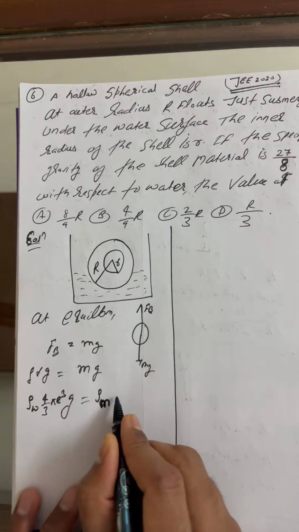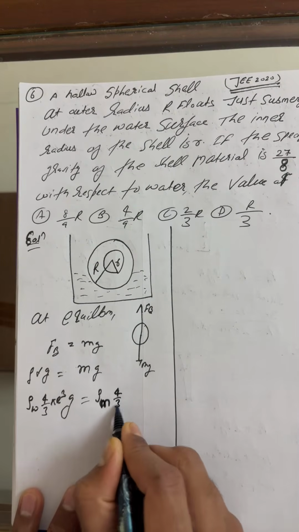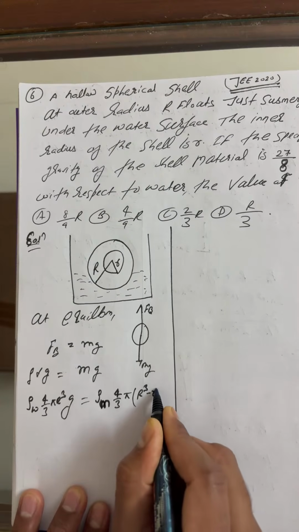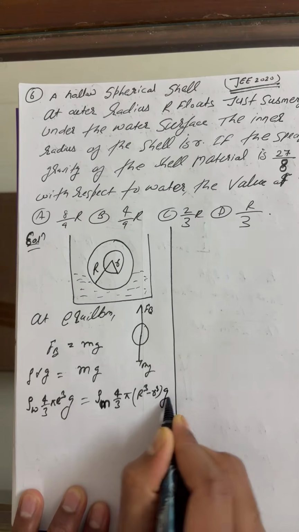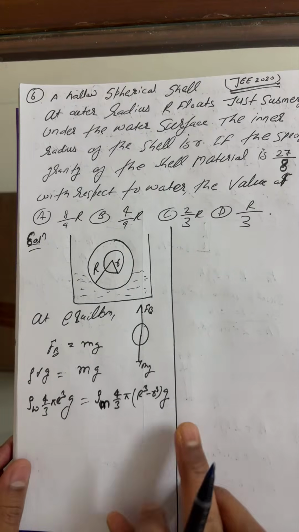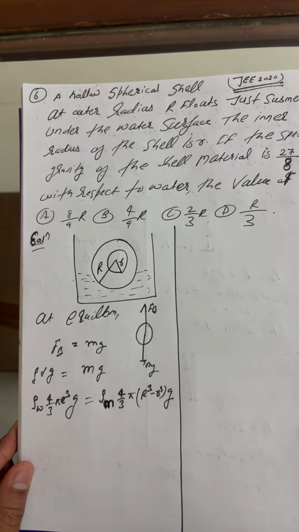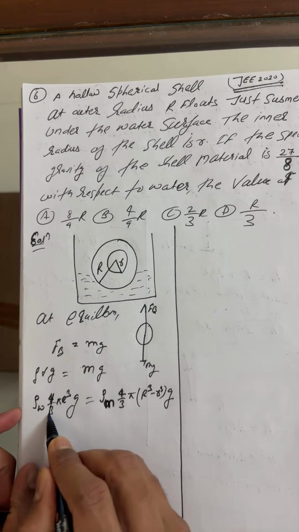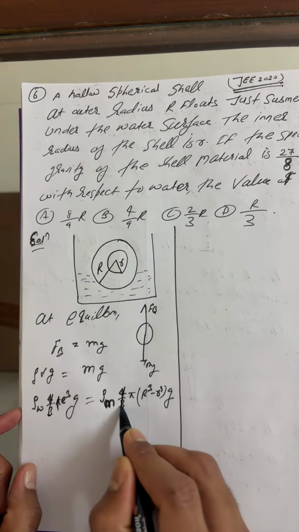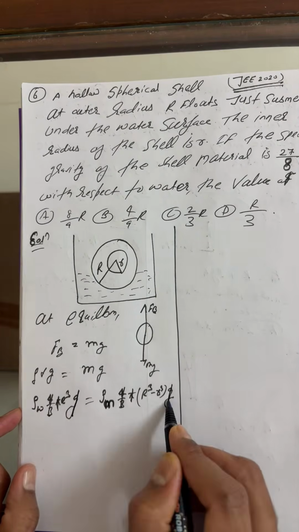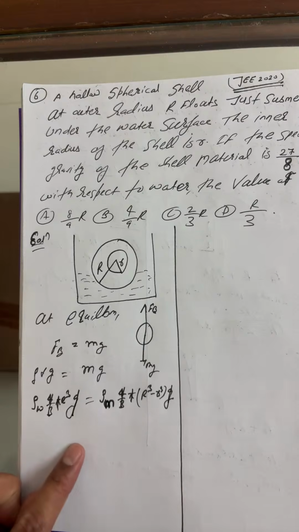Into, what is the volume here? 4 by 3 pi, capital R cube minus r cube. Listen carefully here. Basically, 4 by 3 pi, 4 by 3 pi cancel. You can say this g cancels. Very interesting point here.